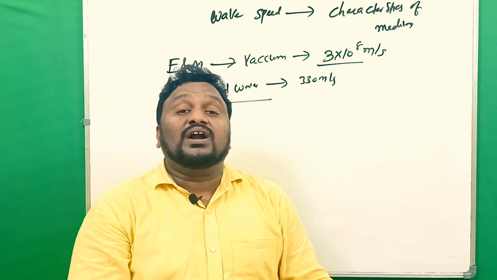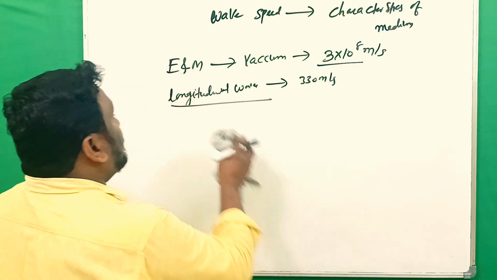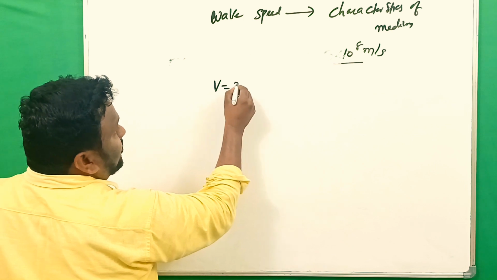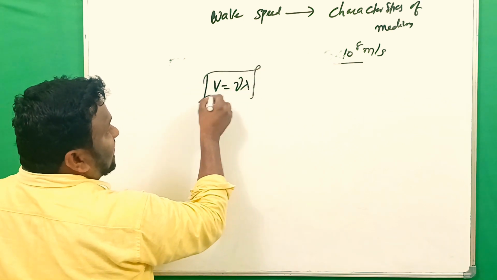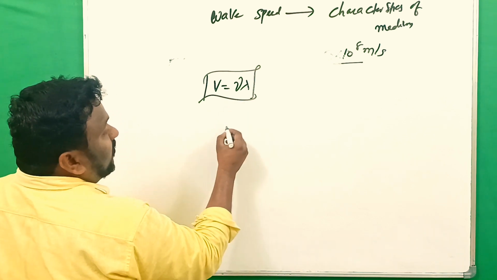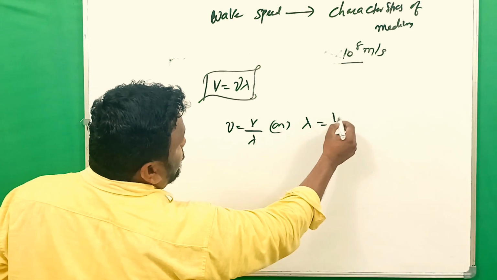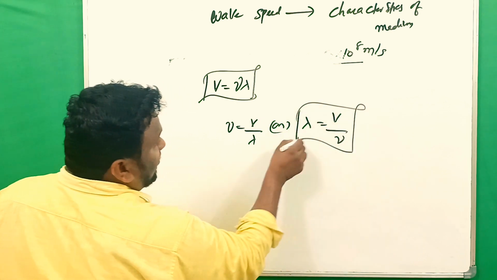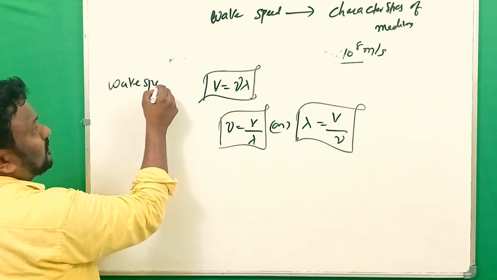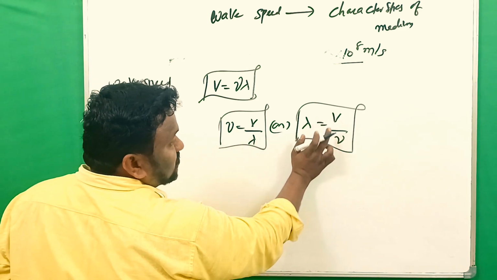Now, what is the relation between frequency, wavelength and wave speed? Generally we know V = νλ. That is the expression for wave velocity or wave speed. From that, ν = V/λ, or λ = V/ν. So these are the relations regarding wave velocity or wave speed.